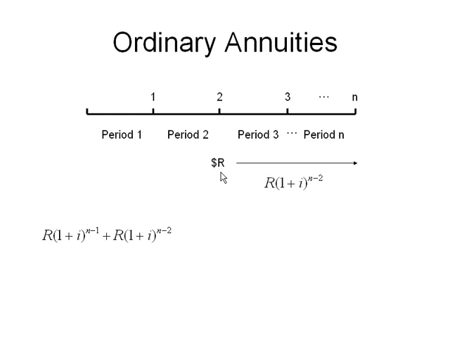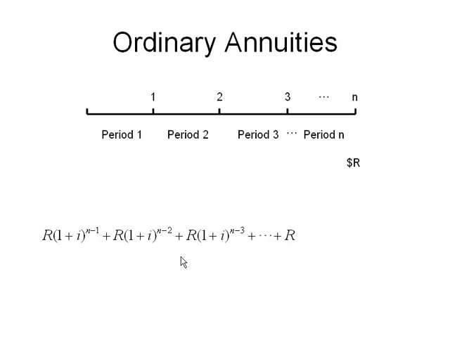At the end of the second period, I deposit my R and I compound by 1 plus i, n minus 2 times. At the end of the third period, I deposit R and multiply by (1 plus i) to the n minus 3, because there are n minus 3 periods to go. I'll continue doing this until I get down to the very end of the nth period, in which case I put in R, and that earns no compound interest.